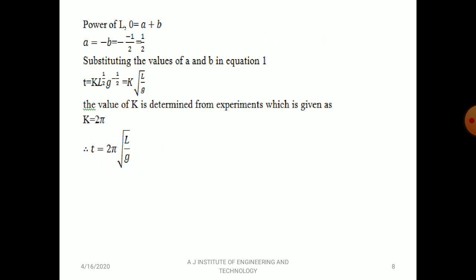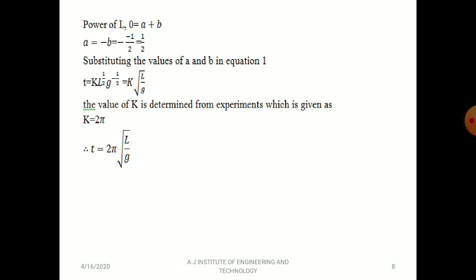Now we can substitute back the values of a and b in equation 1. So t equal to k into L to the power half, that is actually L to the power a. So in place of a we can substitute 1 by 2. Then g to the power b. So in place of b we can substitute minus 1 by 2. So the overall expression becomes t equal to k into L to the power 1 by 2 into g to the power minus 1 by 2.